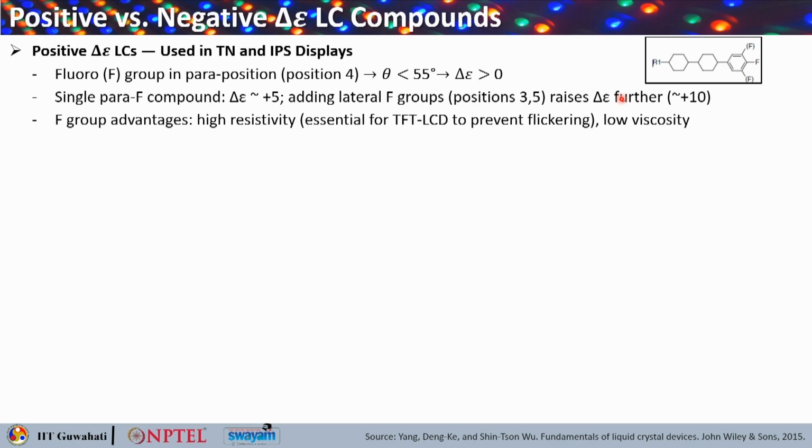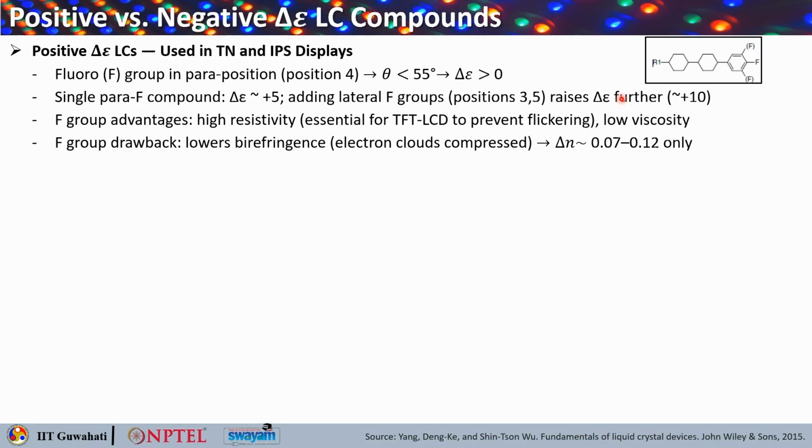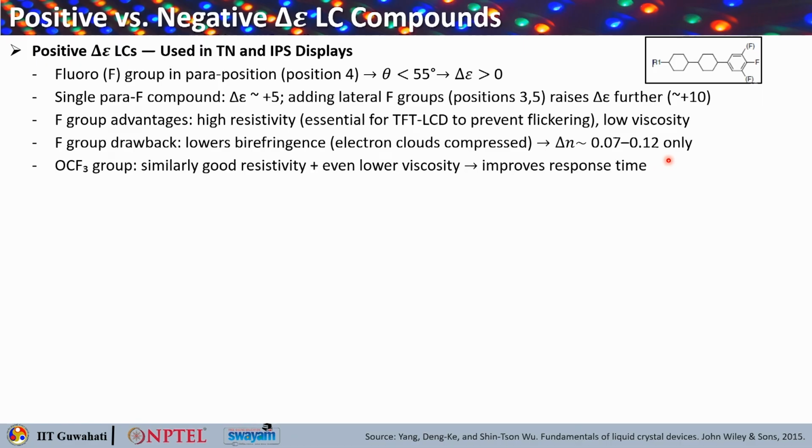So, what are the advantages of this F group? You can get high resistivity, which is essential for TFT LCD to prevent flickering, which is a disturbance for the displays, and also it gets low viscosity. However, this F group also comes with some drawbacks. The first thing is that it lowers the birefringence because your electron clouds are compressed, and you can get delta n in the range of 0.07 to 0.12 only.